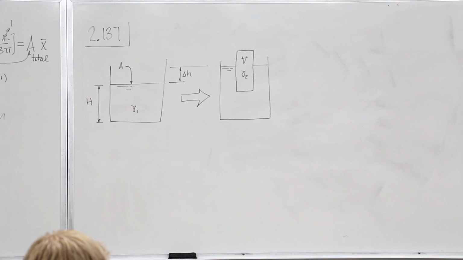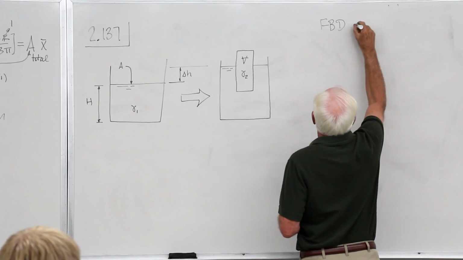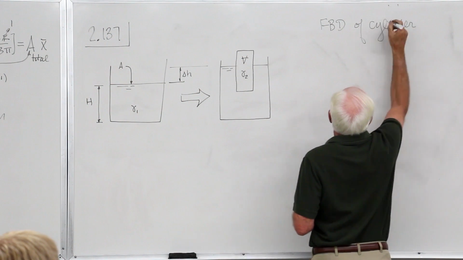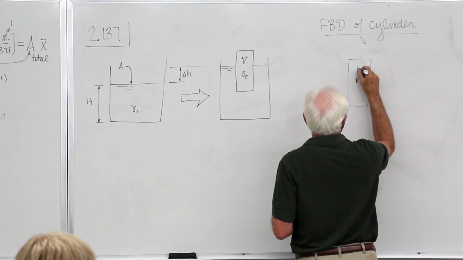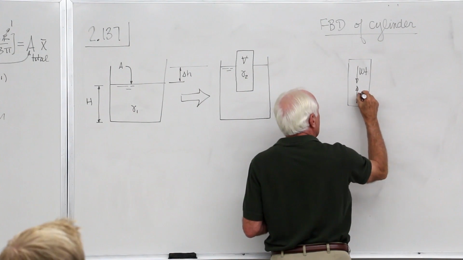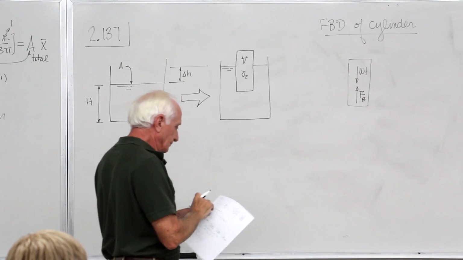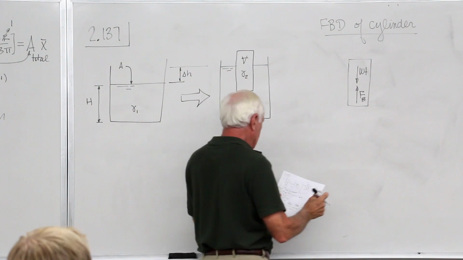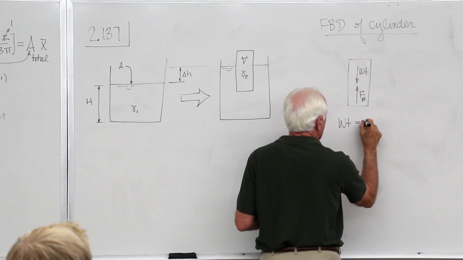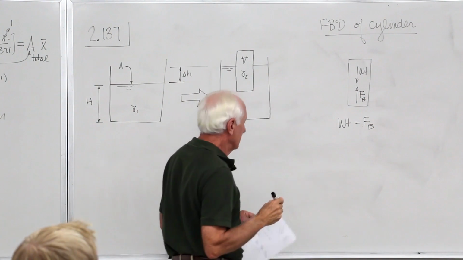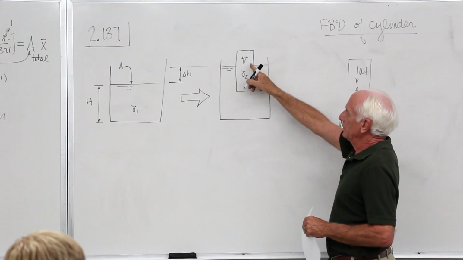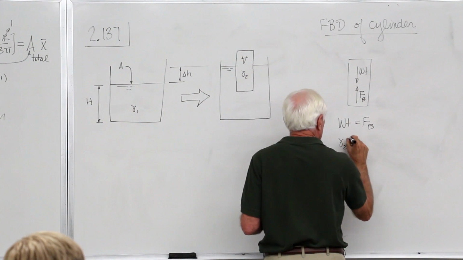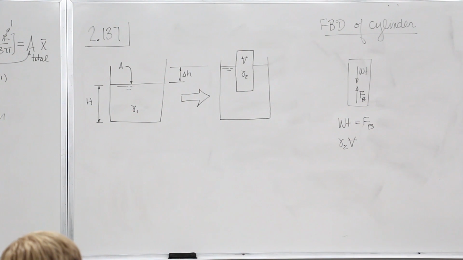That cylinder is floating like that, so it's in a buoyant state. And if we do a free body diagram of the cylinder, of course, we have the weight acting down, and we have the buoyant force acting up. So we have our weight of the cylinder equal F buoyant. The weight of the cylinder is the volume times gamma 2, the whole volume of the cylinder, V.